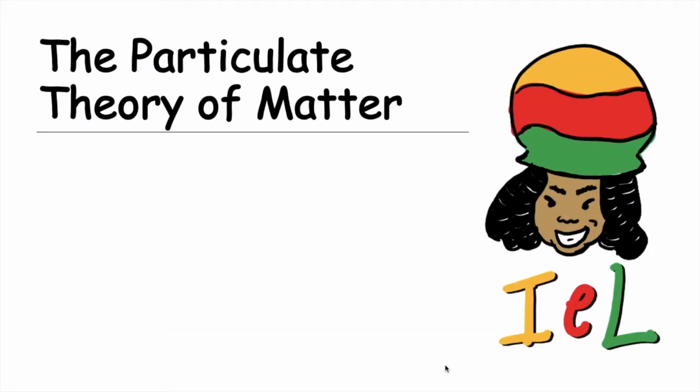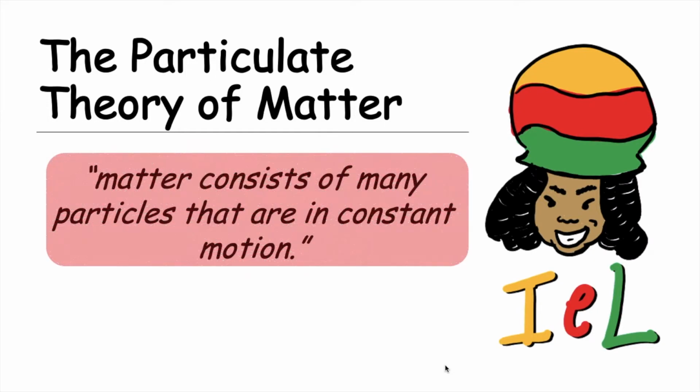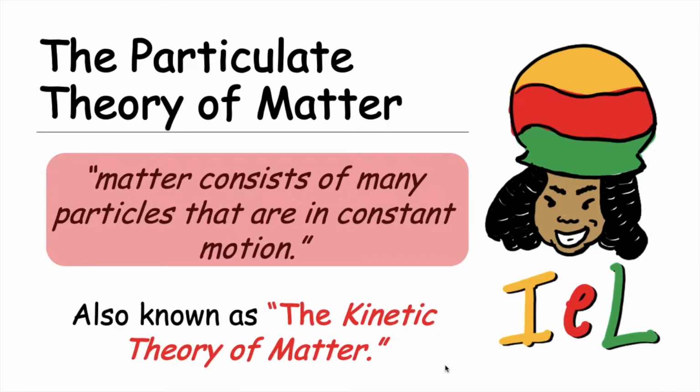So, what does the particulate theory of matter tell us? The particulate theory states that matter consists of many particles that are in constant motion. Since particles of matter are in constant motion, the particulate theory of matter is also known as the kinetic theory of matter. There are three everyday processes that prove the particulate theory of matter.